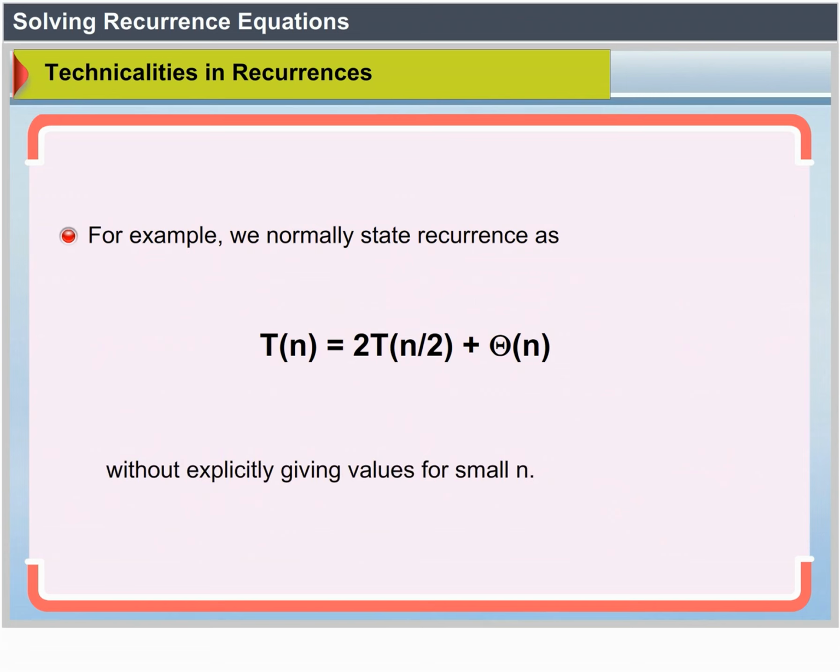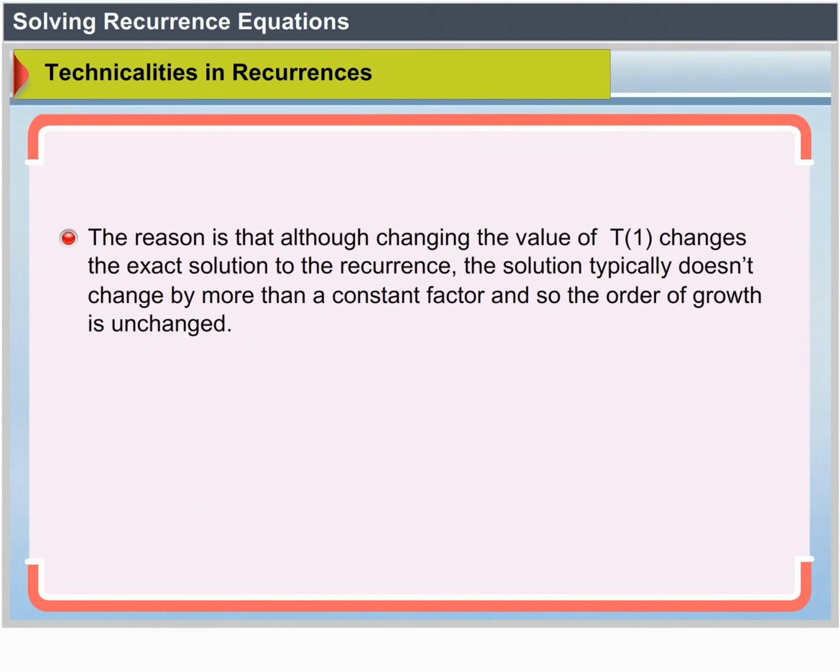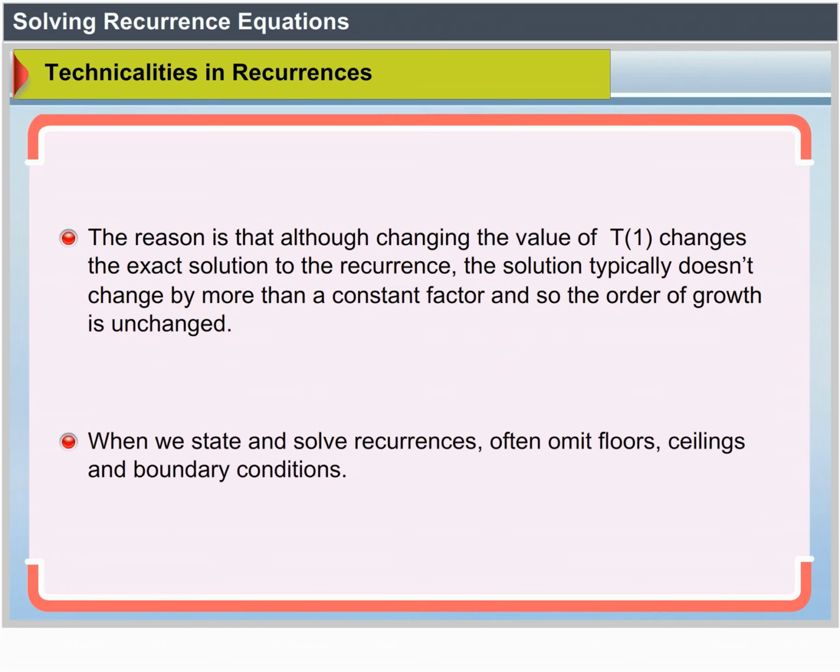The reason is that, although changing the value of T of 1 changes the exact solution to the recurrence, the solution typically doesn't change by more than a constant factor, and so the order of growth is unchanged. When we state and solve recurrences, we often omit floors, ceilings, and boundary conditions.